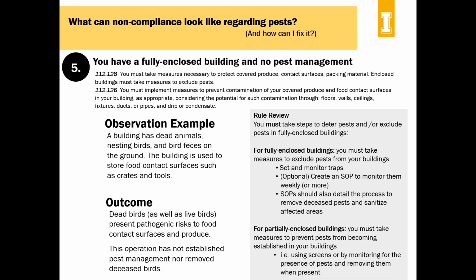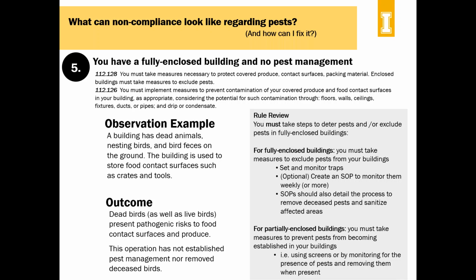And they should also detail the process to remove the pest from the property and then sanitize where the issue occurred as well, just to make sure that it's not becoming a greater issue after the bird is removed, or in this case it was the bird, or after the mouse, or whatever animal may be a problem.